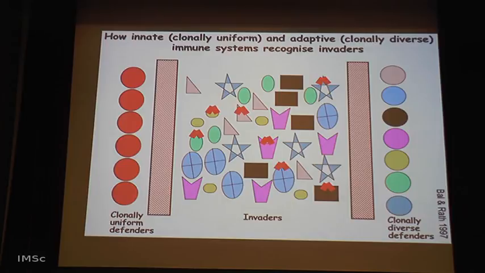Salmonella is known to be a pathogen, an organism against which we have to really fight. E. coli one can ignore in most instances. So what is shown here is that when these organisms are there, the early immune response is mounted through what are called clonally uniform defenders, as against late responses which are called clonally diverse defenders.